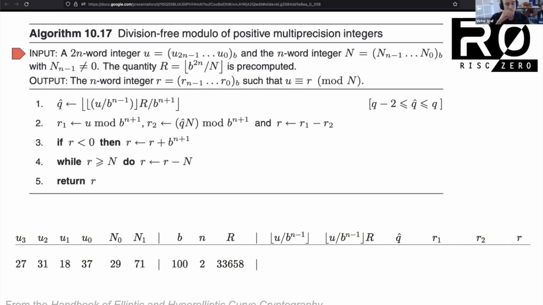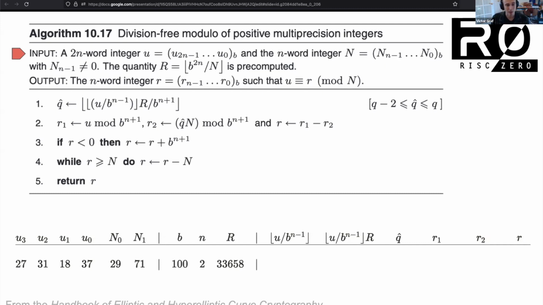And so you can see the formula here. You can see in the definition of the input here, the R value is defined. It's defined as the base to the power of 2n divided by the modulus, which is capital N. So in our case before, the modulus, which you can see in the computational table below, our input is 27, 31, 18, 37, so a 4-word integer. Our modulus is 2971, the prime that we talked about before. Our base is 100, as before.